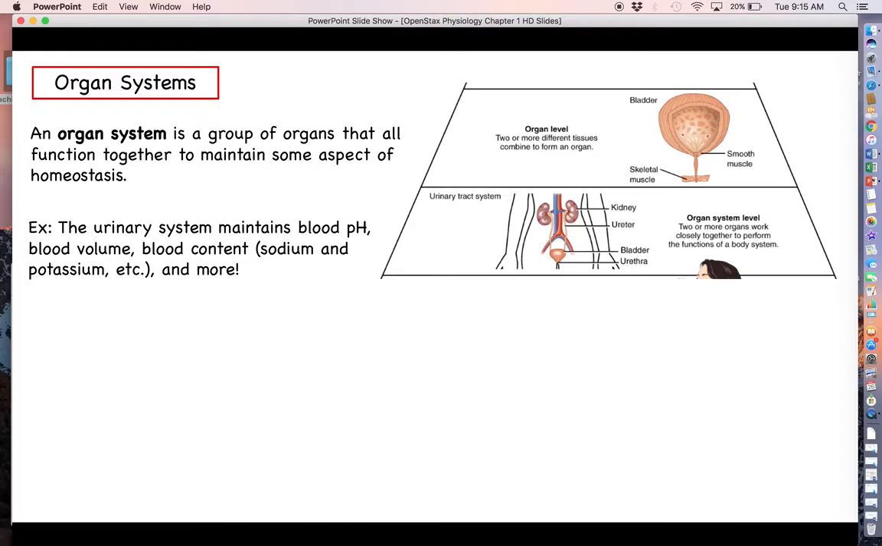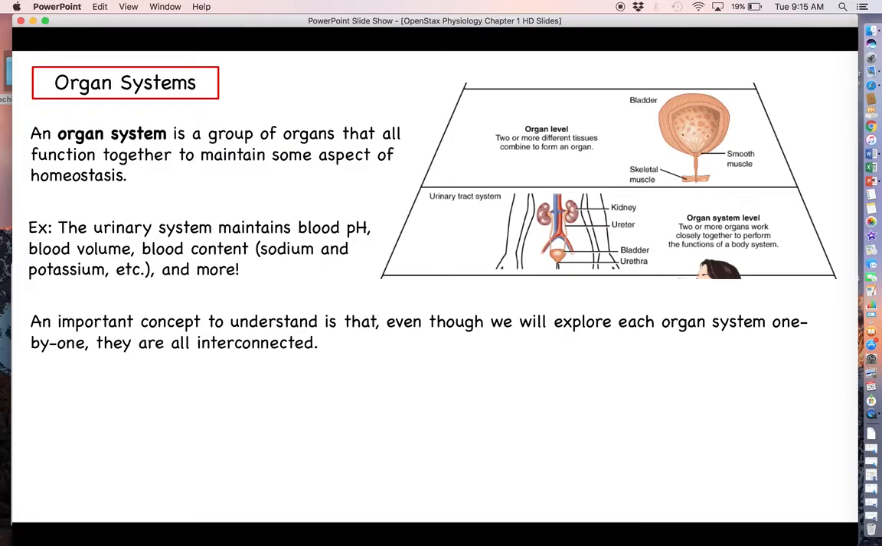An organ system involves several different organs that all work together in some way to maintain homeostasis of things like the pH of your blood, how much water is in the blood, how many electrolytes are in the blood, like sodium and potassium, how much glucose is in the blood. So the whole urinary system, consisting of different organs like the kidneys over here and the bladder over here, is part of the same organ system that is trying to maintain a certain aspect of your homeostasis.